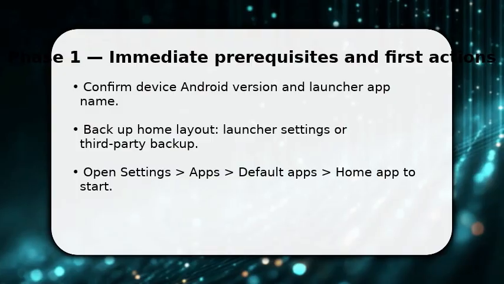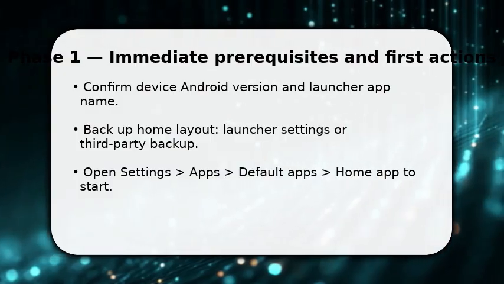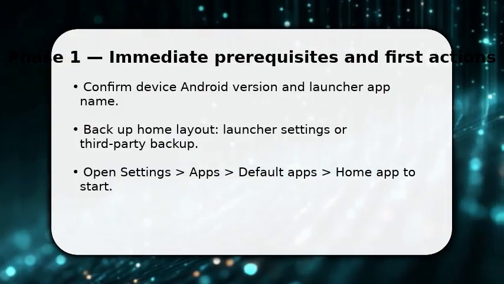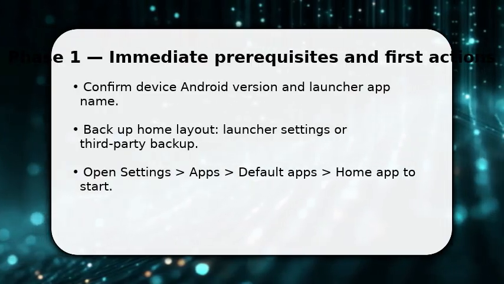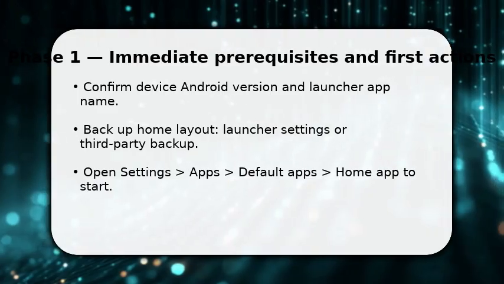You start by confirming your Android version and which launcher you're using. This matters because menus differ. Once done, back up your home layout. Many launchers include export or cloud sync, and that prevents loss.